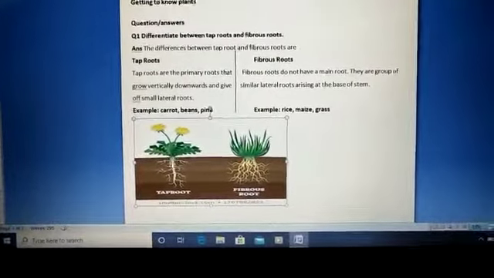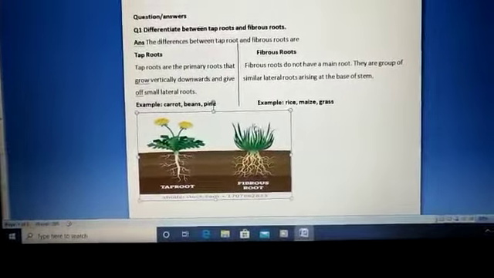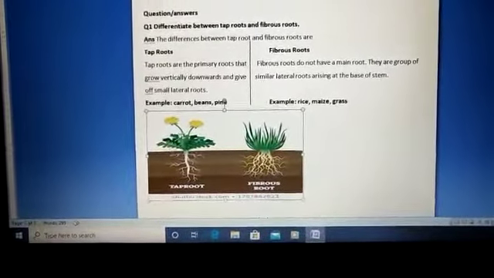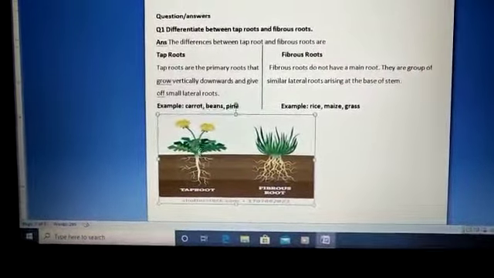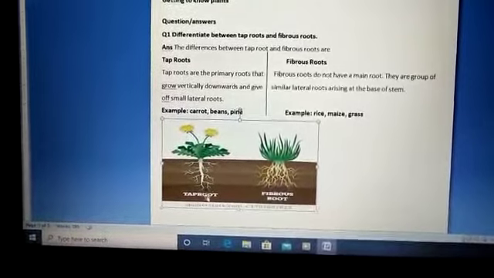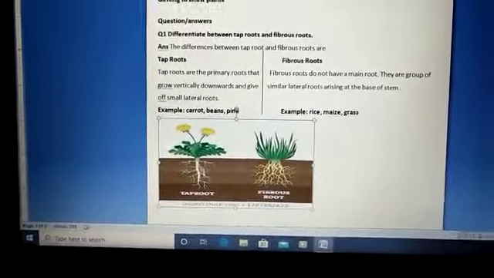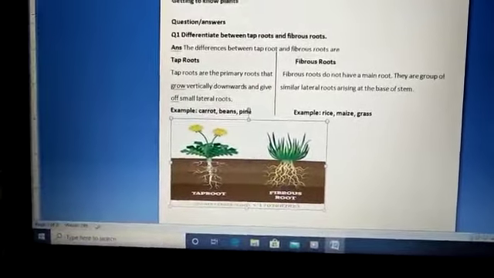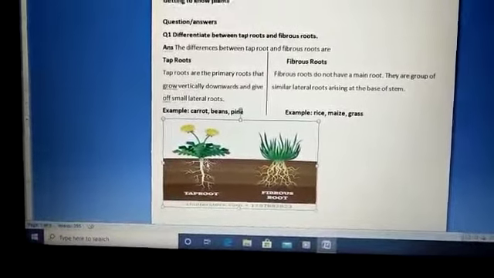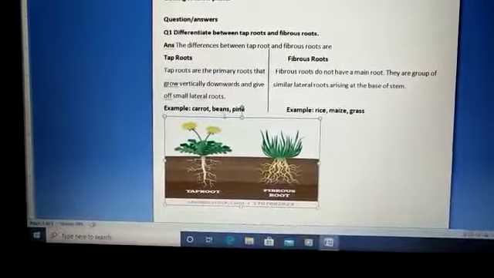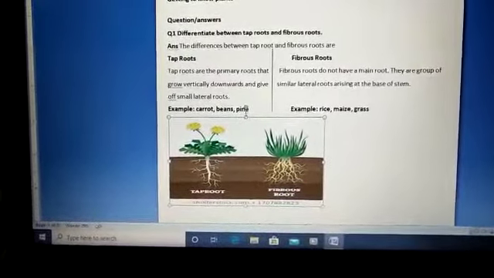This is the diagram of a taproot and this is the diagram of a fibrous root. In a taproot, there is a main root. This is the main root, and from this main root, small lateral roots are arising. This type of root is called a taproot, and it is found in carrot, bean, and pine.